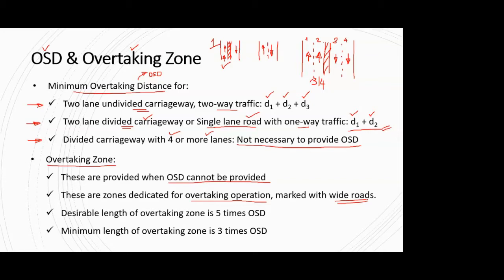Okay? And this overtaking zone is a wider region, or its width is more as compared to the main carriageway, which is coming and going on both the sides. And for this overtaking zone, there is something called desirable length and there is something called minimum length. So the desirable length of this overtaking zone is 5 times your OSD value that you have calculated. And for minimum length, it's 3 times the OSD value. It's just like what we had seen for the stopping sight distance, that intermediate sight distance is twice your SSD value. Similarly, for overtaking zone, desirable length is 5 times and minimum length is 3 times the OSD value.